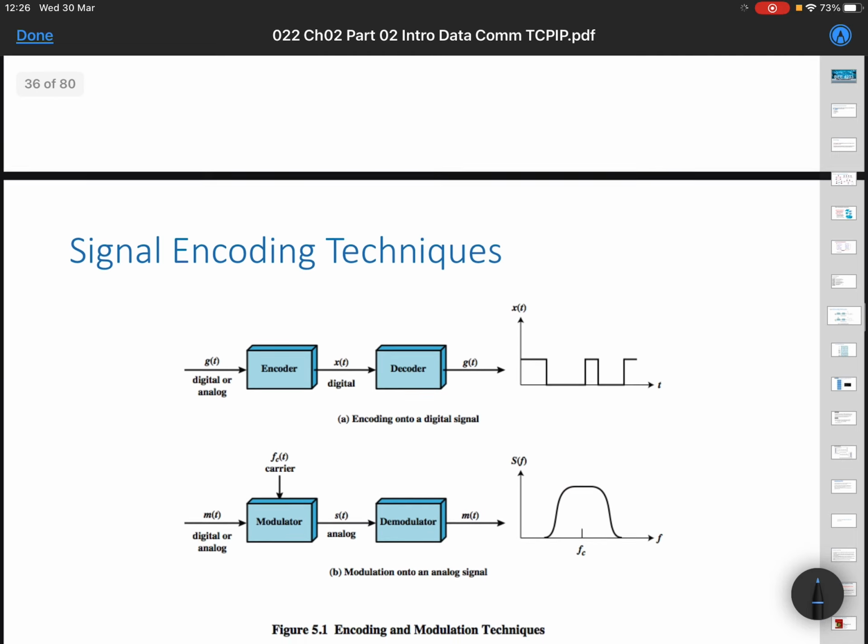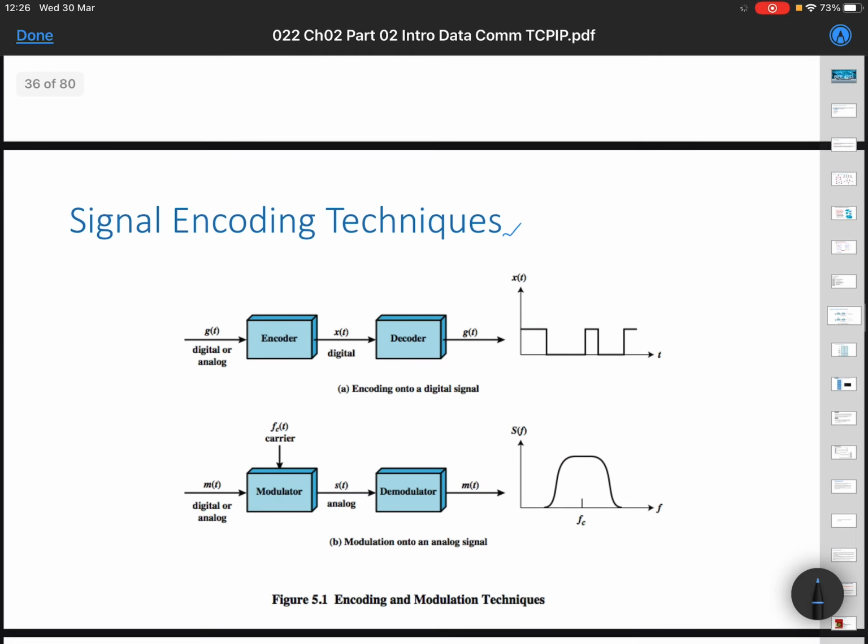Okay, signal encoding techniques. Encoding into a digital signal. So we have the signal, digital or in analog form, goes to the encoder. So we have the encoder here, and out comes the digital signal. Then the digital signal goes into the decoder.